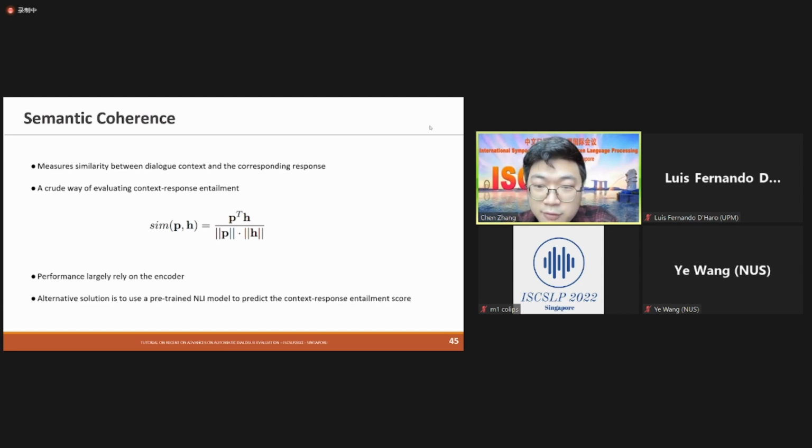The performance of this metric actually largely relies on the text encoder we use. The better the semantic representation of the context and response, the better the performance will be. Then another way to realize this metric, instead of using cosine similarity, is to rely on a pre-trained NLI model to predict the entailment between the context and the response.